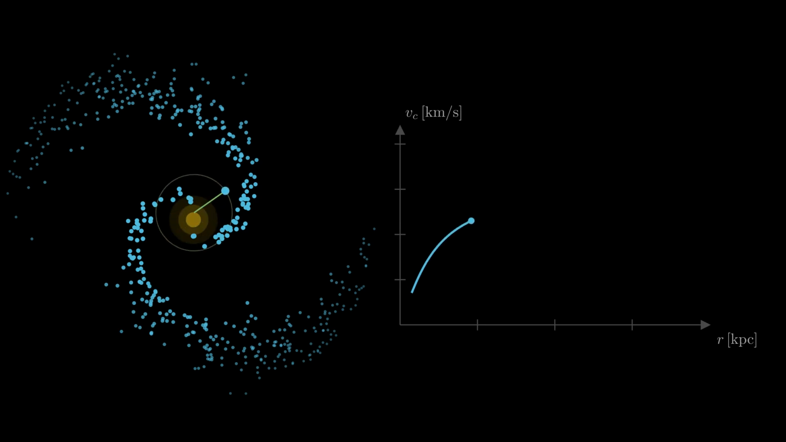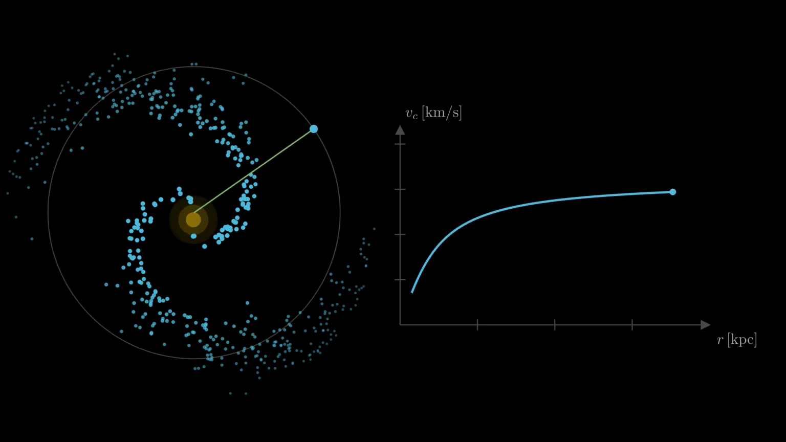This is NGC 6946, a spiral galaxy about 20 million light-years away. It is spinning. Pick a radius, measure how fast things orbit there, and put the answer on a graph. Then walk the radius outwards.